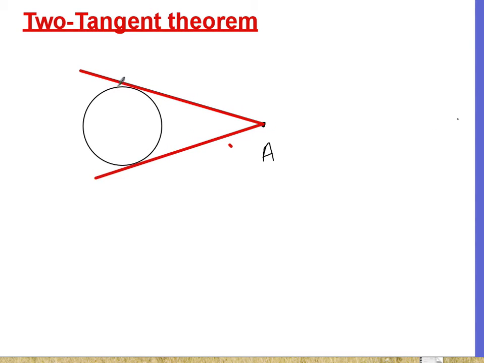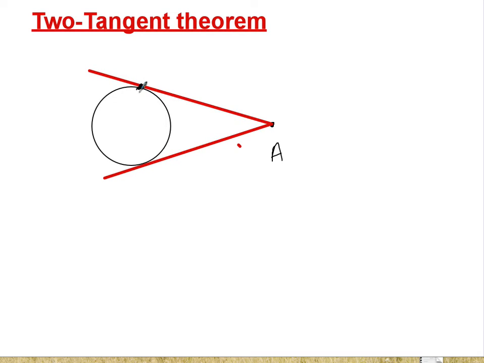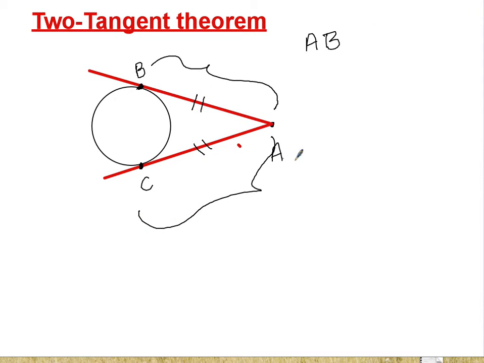I'm going to label the points where they meet the circle. This one meets there, and that one meets there. So I'll call this B, and I'll call this C. If I were to take my ruler and measure this segment from A to B, and then measure from A to C, I would notice that those two tangent segments would be congruent. So AB equals AC, or you can say AB is congruent to AC.